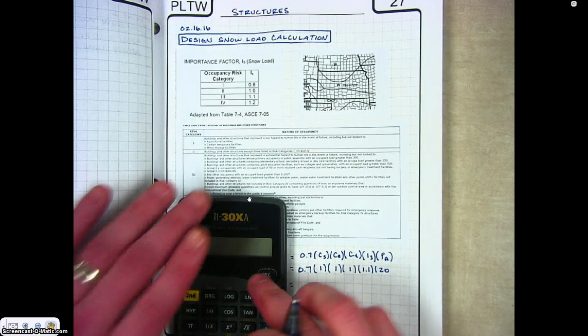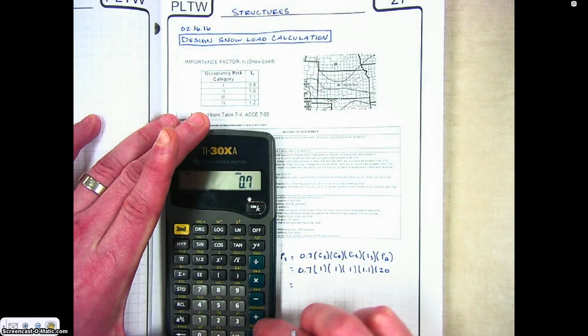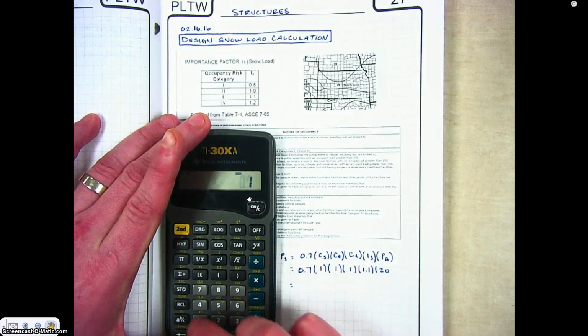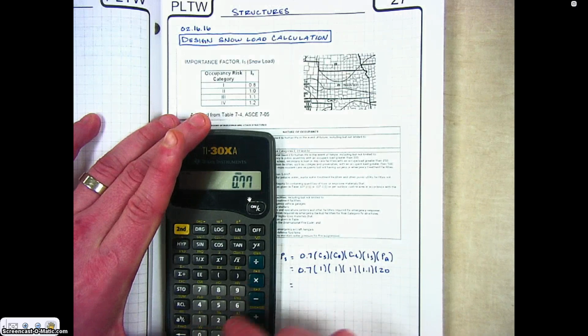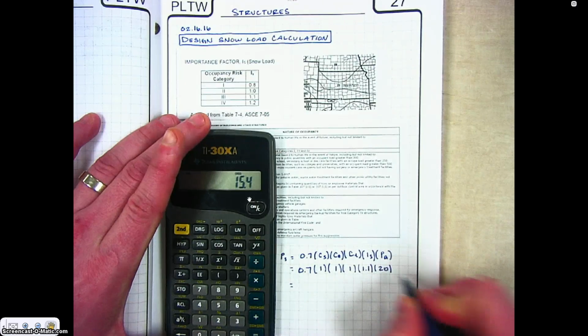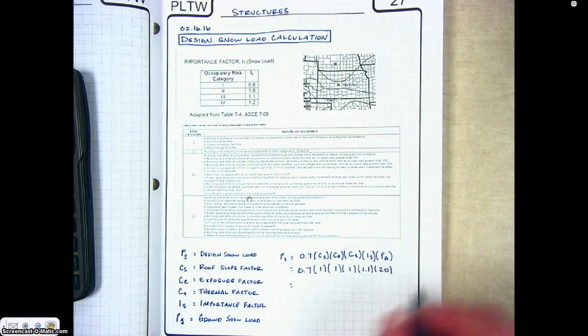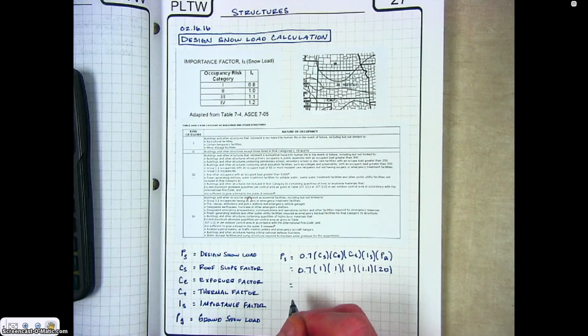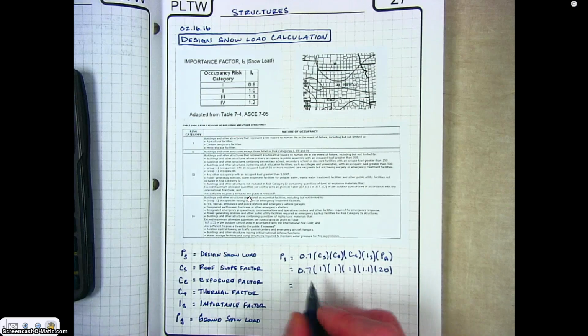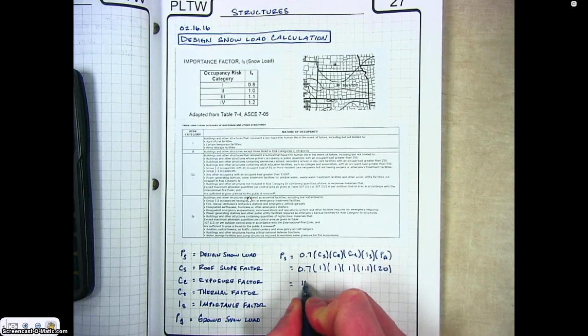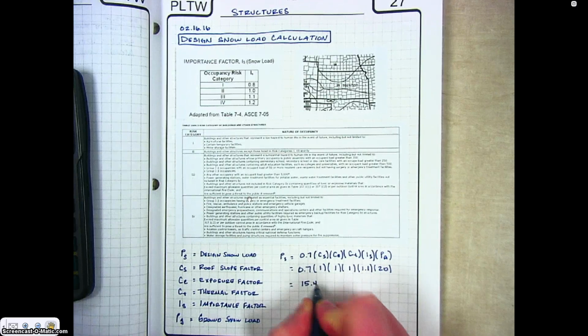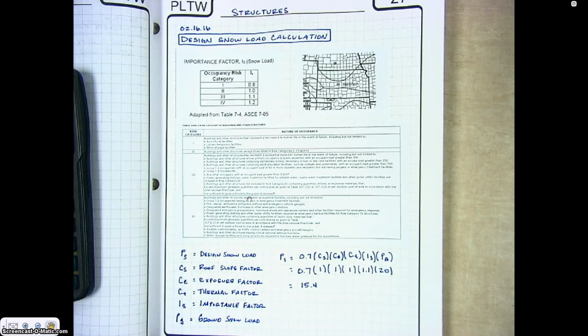So you multiply those numbers, 0.7 times 1.1 times 20, and we get a design snow load calculation of 15.4. And that number should be in pounds per square foot.